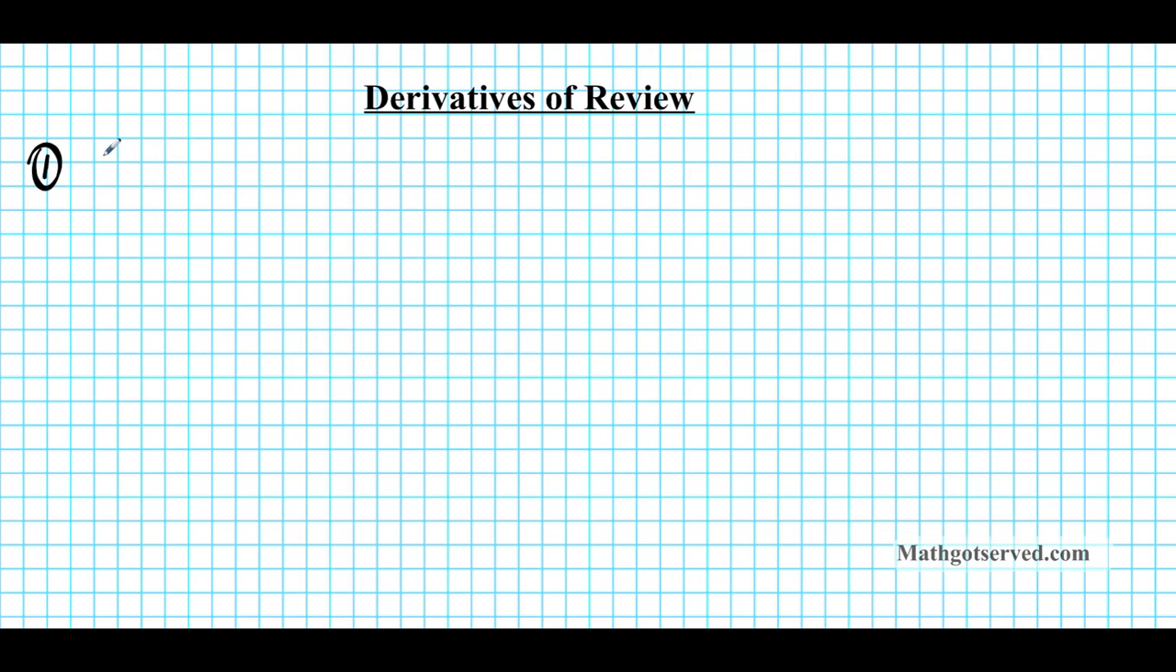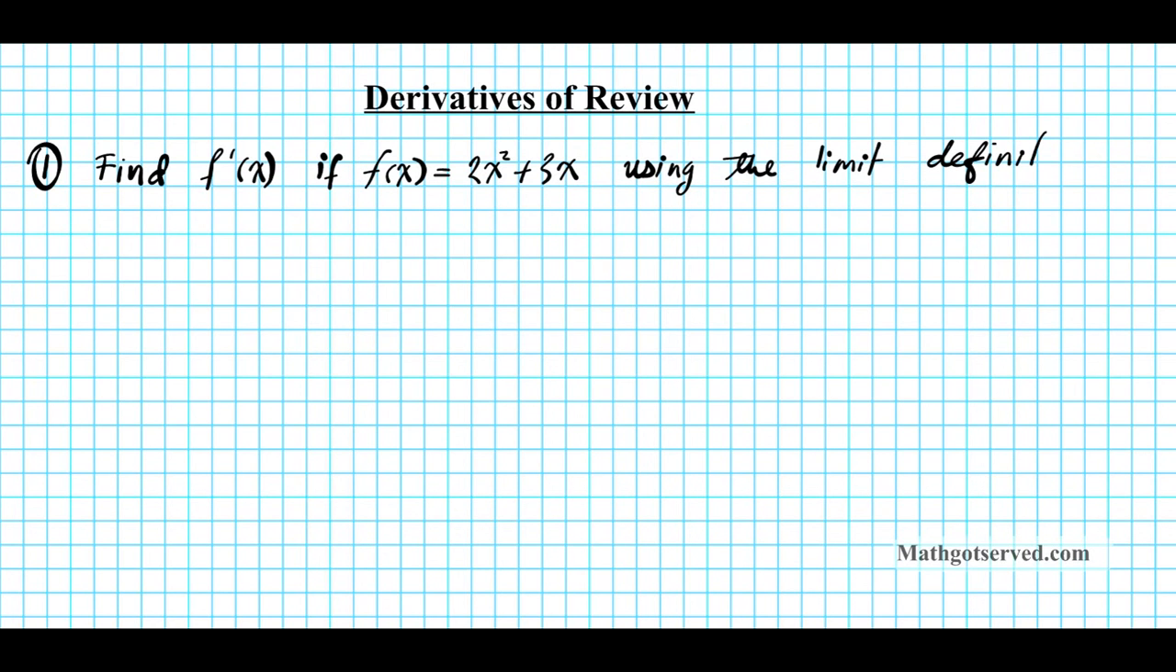So for problem 1, we are to find f prime of x if f of x is equal to 2x squared plus 3x. We're to do this using the limit definition of derivatives. Okay. All right.